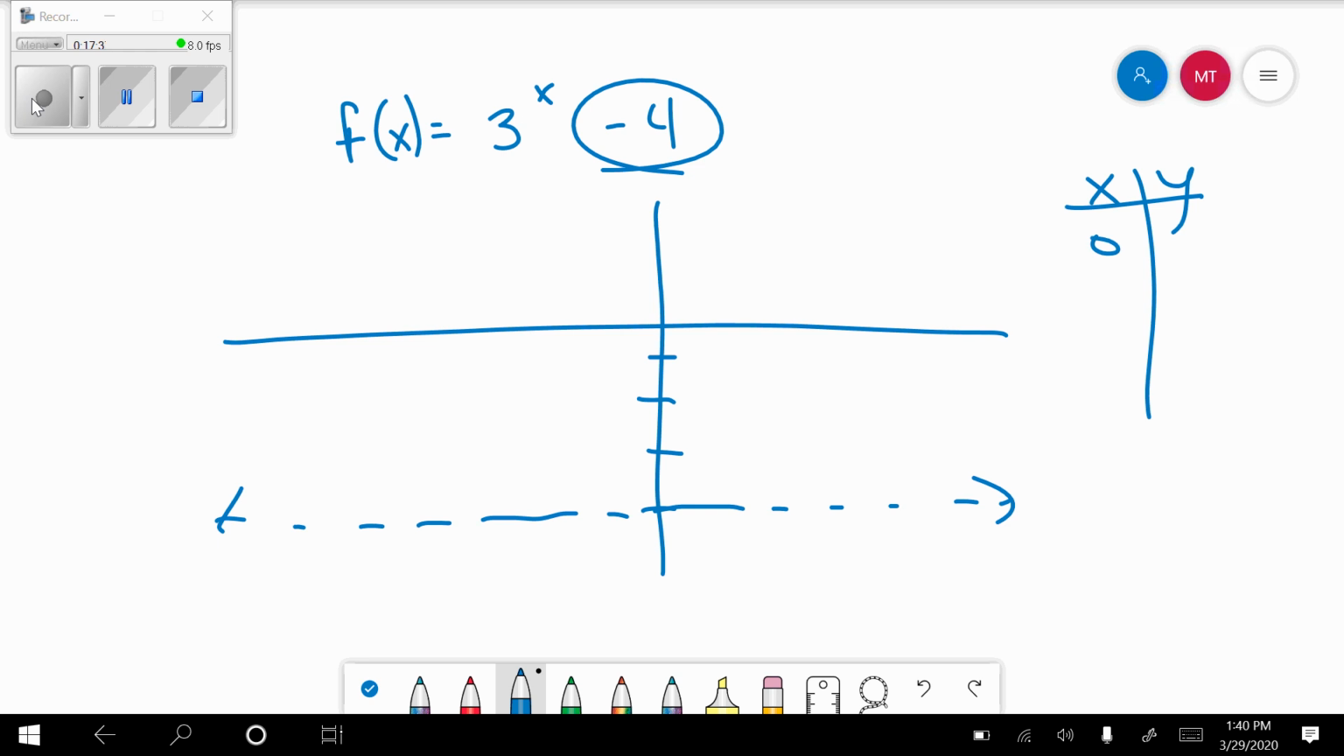If I put a 0 in, that would be 3 to the 0. So 3 to the 0 is 1. 1 minus 4 would be -3, which is right here. If I put a 1 in, that would be 3 to the first power, which is 3. 3 minus 4, which would be -1. And if I put a 2 in, that would become a 9. 9 minus 4 would be 5. 1, 2, 3, 4, 5.